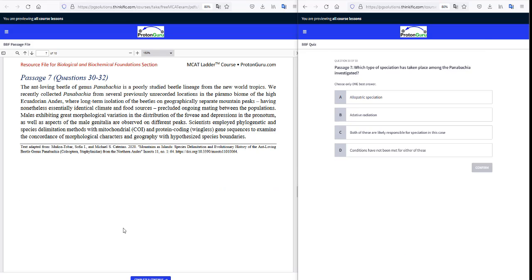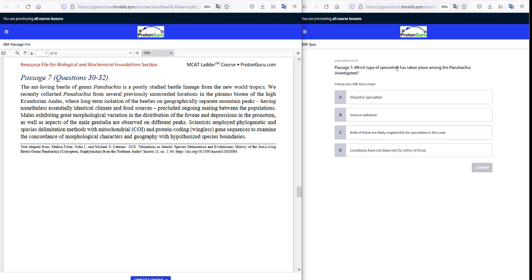All right, on to passage 7, taking a divergence from these anatomy-centric passages we've had the past few. This is about a species of beetle. And the first question asks us which type of speciation has taken place among these particular organisms. So we have to read this passage. This only has 3 questions. It's a little bit of a shorter passage.